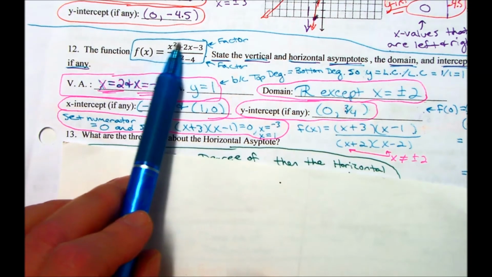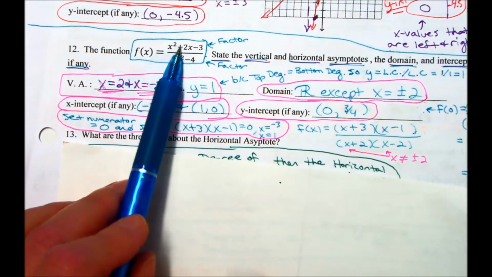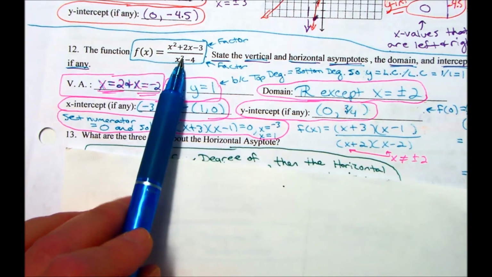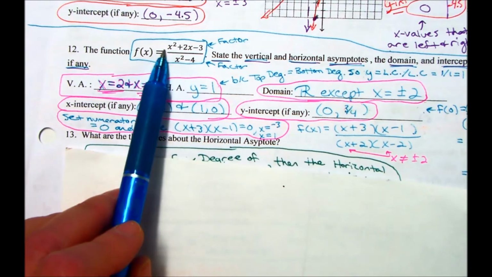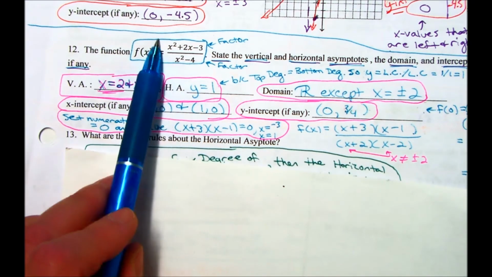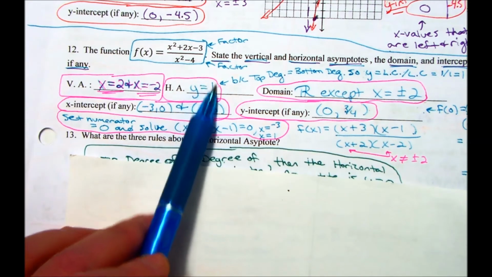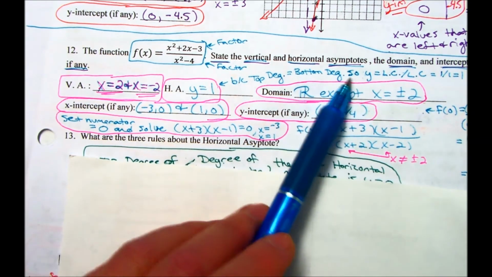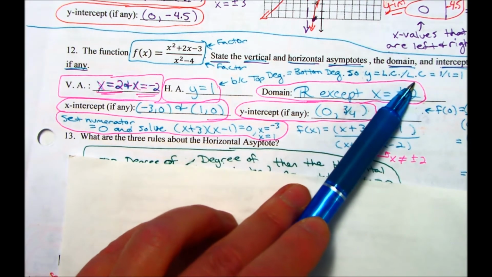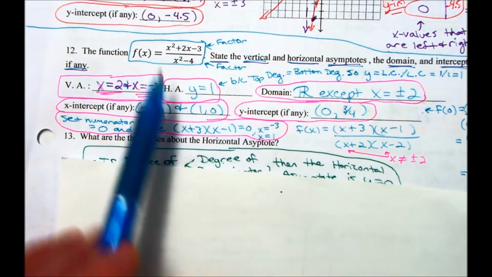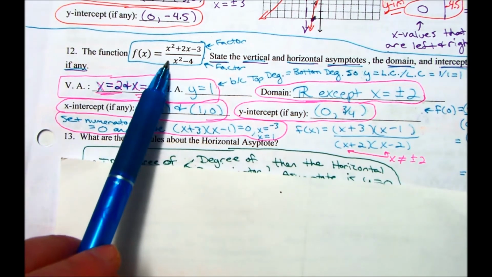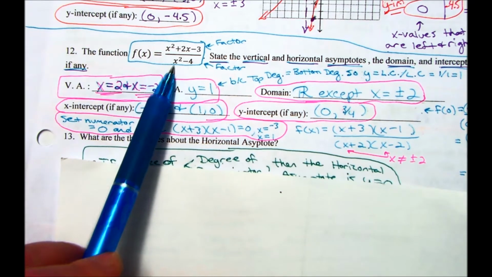So again, looking at the degrees, the degree on the top is the same as the degree on the bottom. So then we go to leading coefficients, 1/1. That's where we get the 1 from here. So since the top degree is equal to the bottom degree, y equals leading coefficient over leading coefficient, so that's there. For your vertical asymptotes, you would factor your denominator or set the denominator equal to 0 and solve.